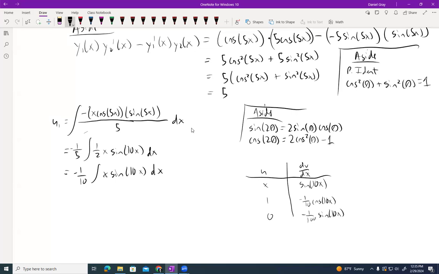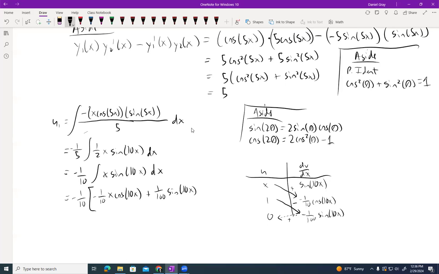Now, I'm going to take my x and multiply it by this, and add that term. I'm going to take my 1 and multiply it by this and subtract that term. And then I have the integral of 0 times this, so I'm going to add that term. So this is going to be negative 1/10 times, let's see, negative 1/10 x cosine of 10x. And then I'm going to get a plus, minus a negative, so plus 1/100 sine of 10x.